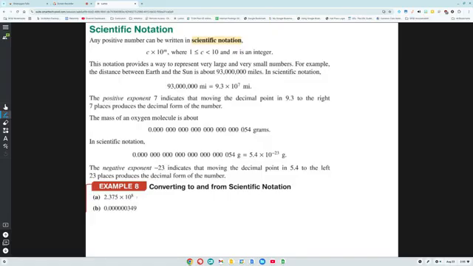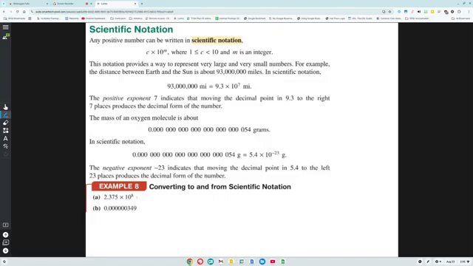This notation provides a way to represent very large and very small numbers. For example, the distance between the Earth and the Sun is about 93 million miles. In scientific notation, I could write that as 9.3 times 10 to the 7th miles. It's just a little bit more efficient at communicating those really big numbers.